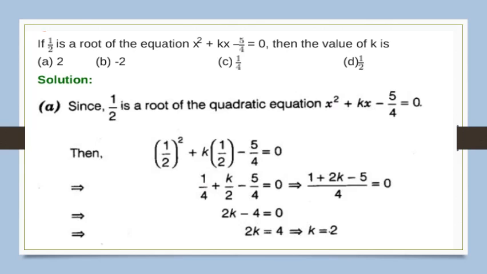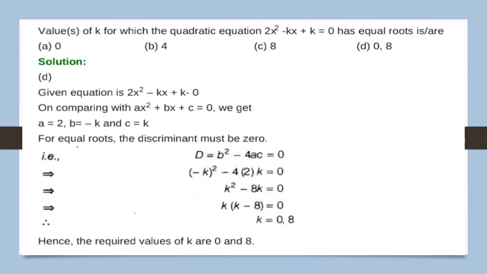Already, these types of questions we have solved in standard 9th. While substituting the value of x, it is already given that 1 by 2 is the root. So in place of x you write 1 by 2 and solve; you are aware of operations on rational numbers, and find the value of k. Same here, again you have to find the value of k. Here the discriminant D equals 0, so k square minus 8k equals 0, k into k minus 8 equals 0, so k equals 0 and k equals 8. So the required values of k are 0 and 8.